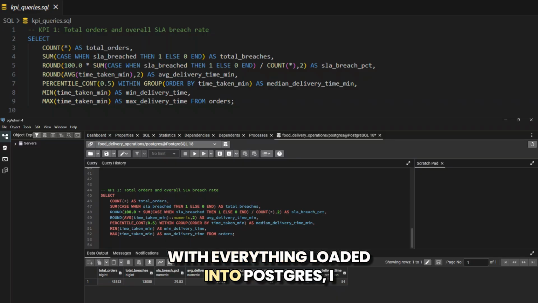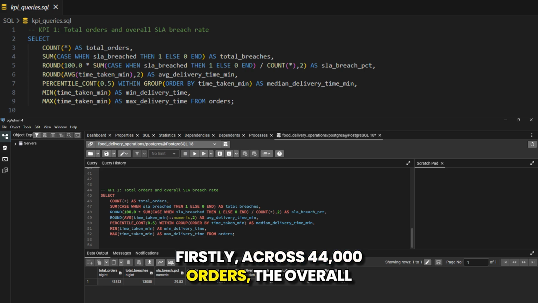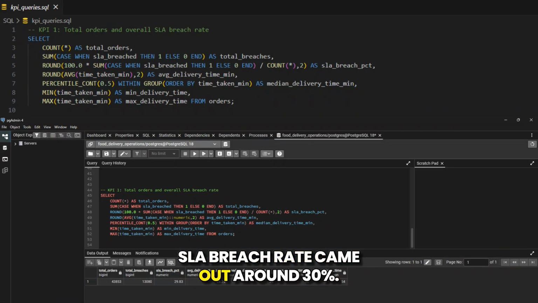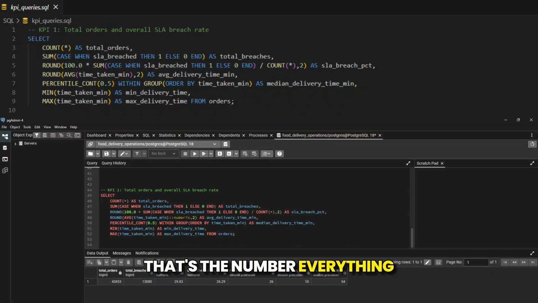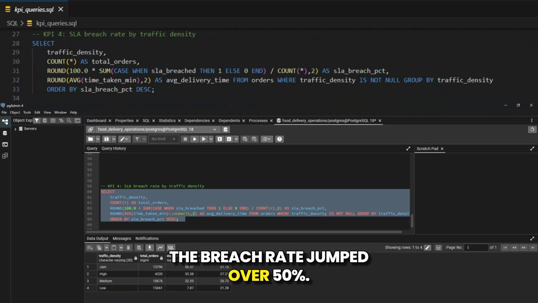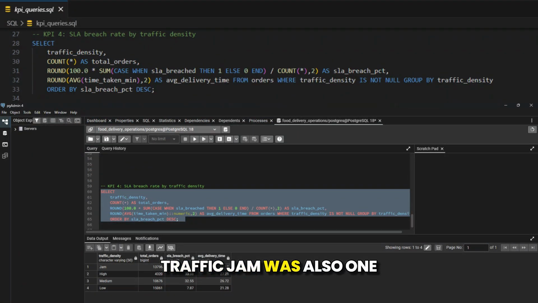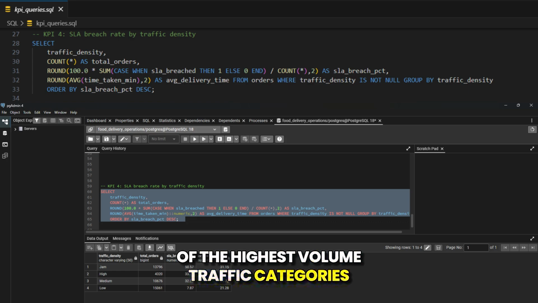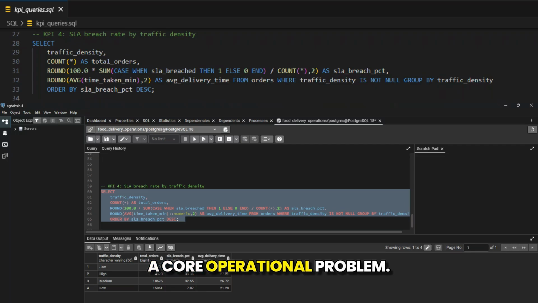With everything loaded into Postgres, I ran a series of queries to break down where breaches were actually happening. Firstly, across 44,000 orders, the overall SLA breach rate came out around 30%. About 13,000 deliveries arrived late. That's the number everything else gets measured against. Under traffic jam conditions, the breach rate jumped over 50%. 1 in 2 deliveries was failing during congestion, and here's what made that number more serious. Traffic jam was also one of the highest volume traffic categories with nearly 14,000 orders. So this isn't an edge case, it's a core operational problem.